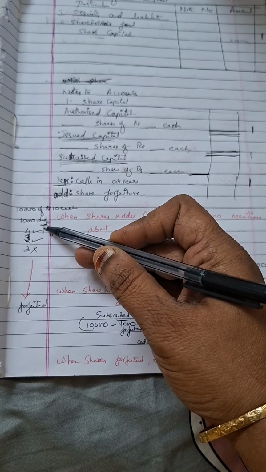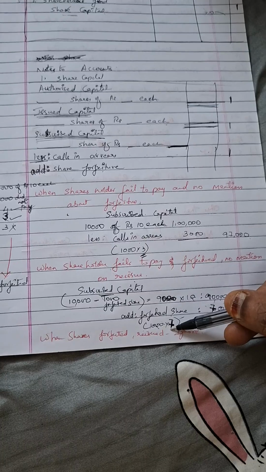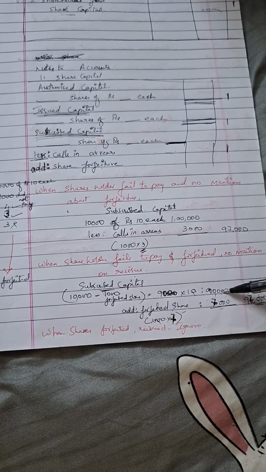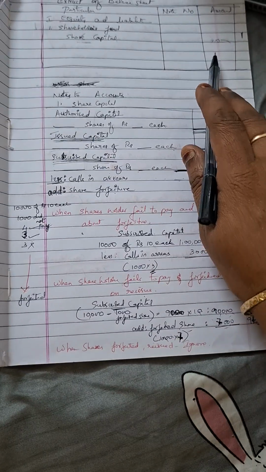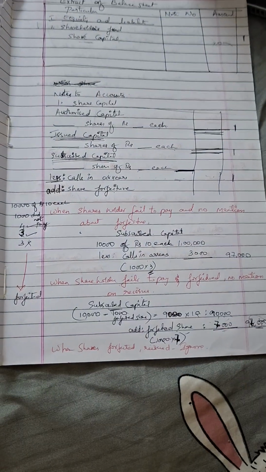So how much is already paid? 4 plus 3, 7. So that 7 is the amount that I've already received. So 1,000 into 7, 7,000. So you total this: 90,000 plus 7,000 gives me 97,000. The same amount you will show in share capital. Clear? Okay. Now the third case.